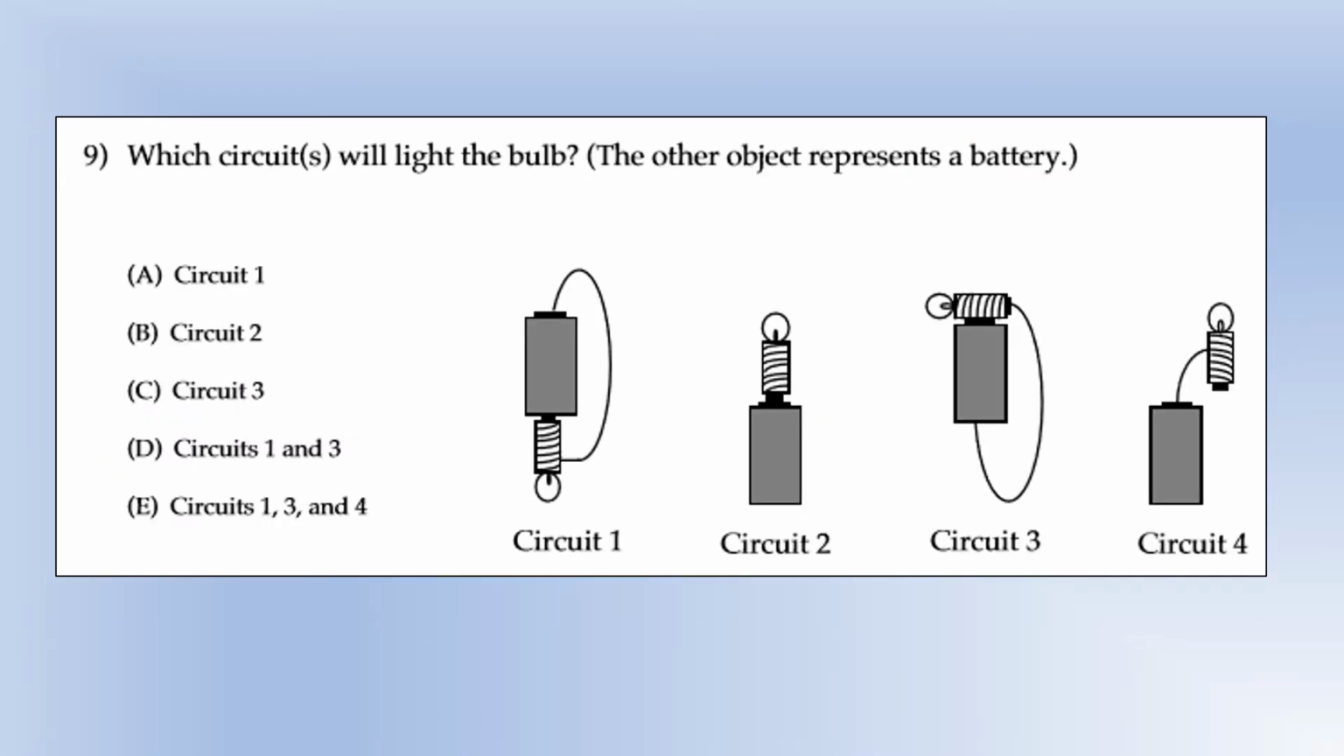So which circuit will light the bulb? The other object in the circuit is a battery. So take a look and then select your answer, then we'll see what you should have had.